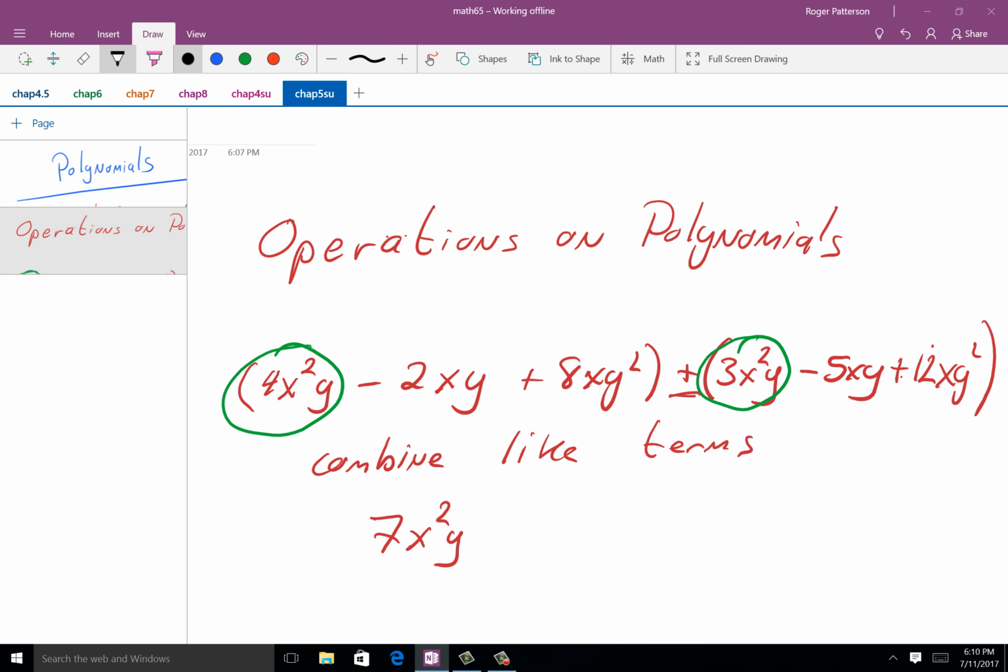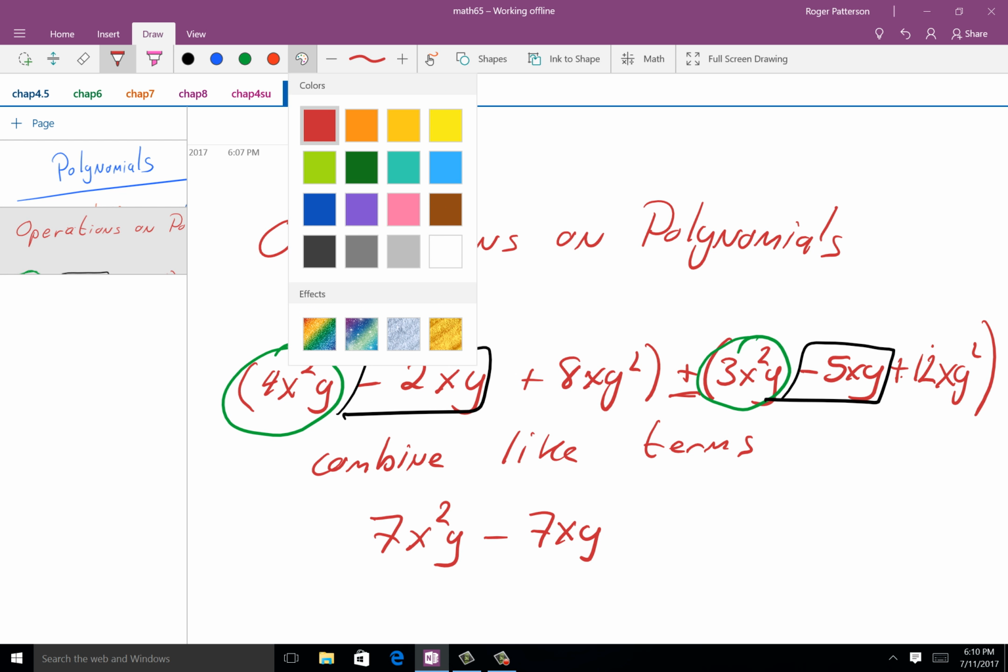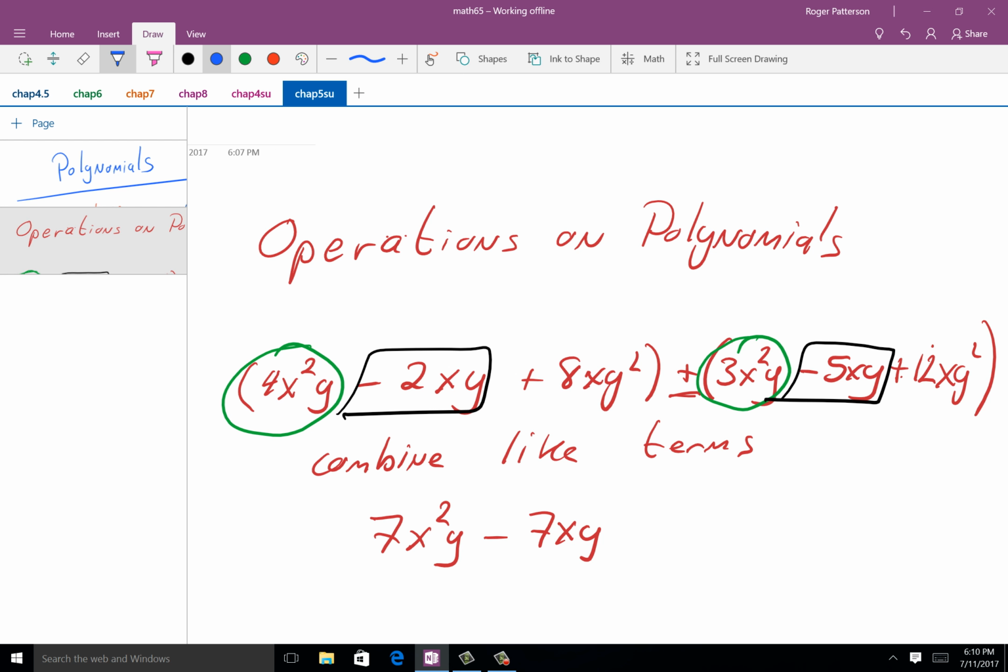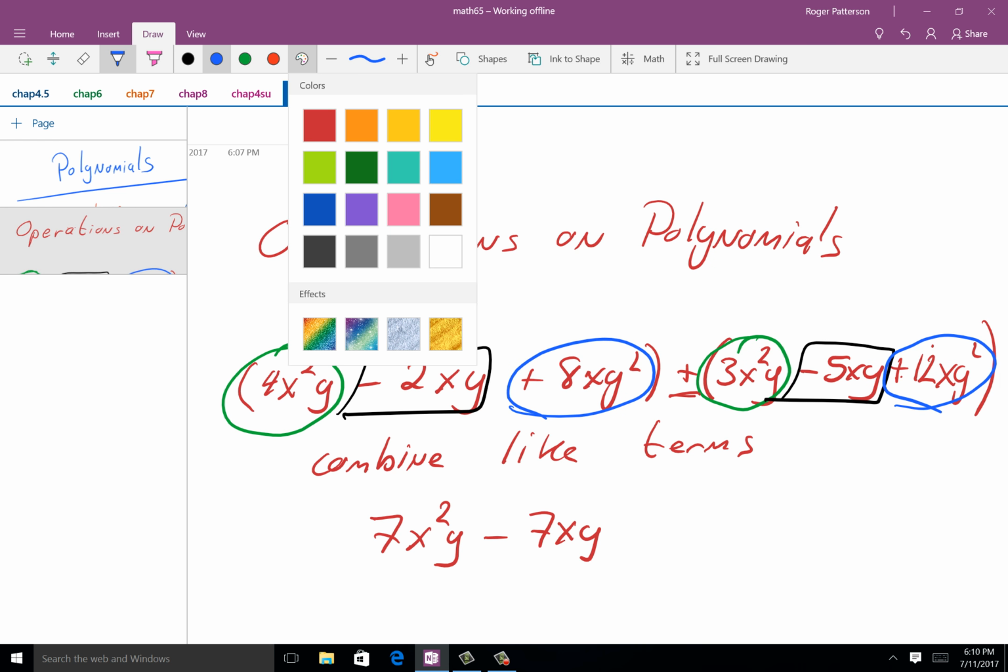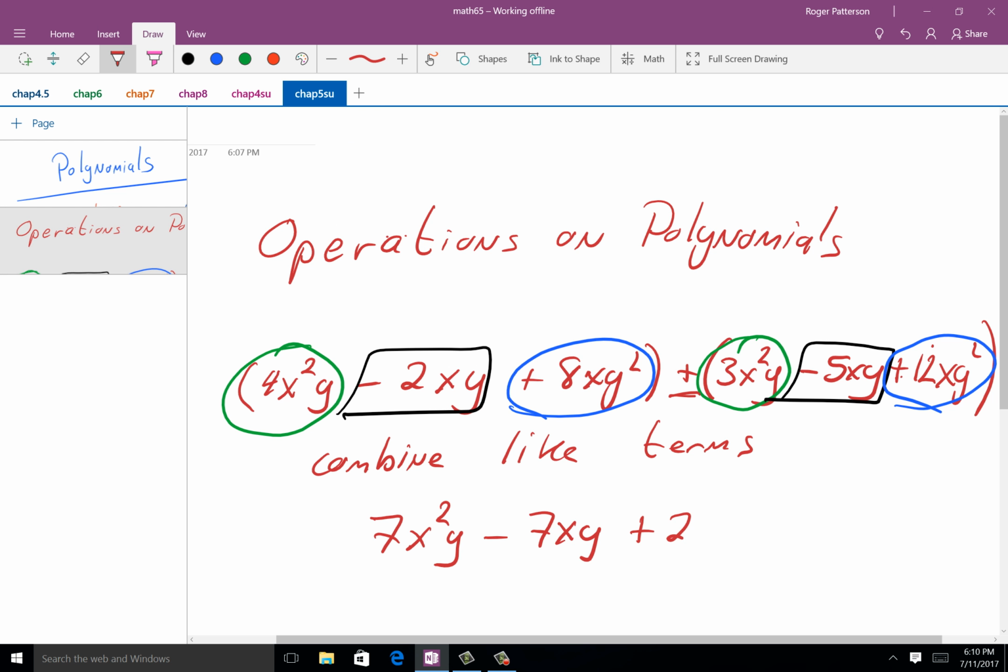Then we have an xy and an xy, so we're going to combine those. And again, we're adding them. They're both negative, so it's okay to do that. I'm getting a bunch of 7s. Let's see, then we got xy squared, 12xy squared. Those are like. I'm going to add them.